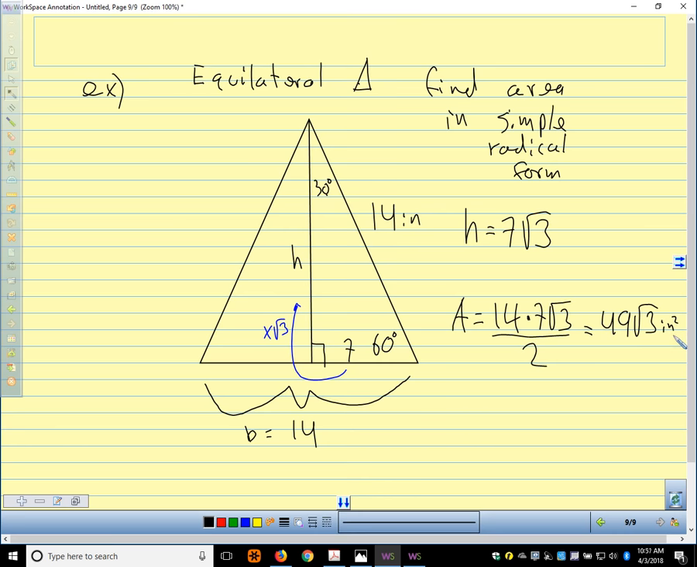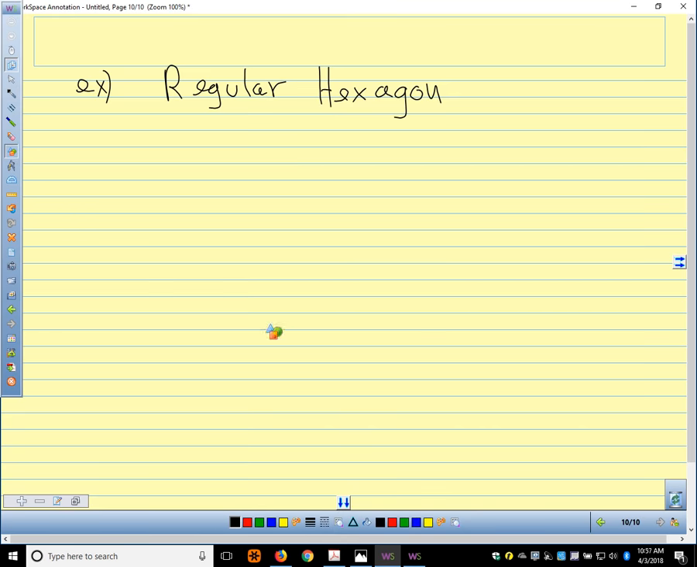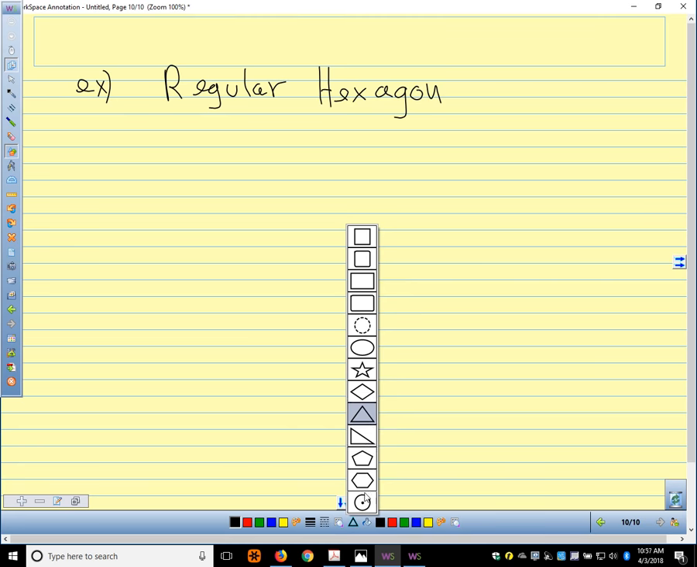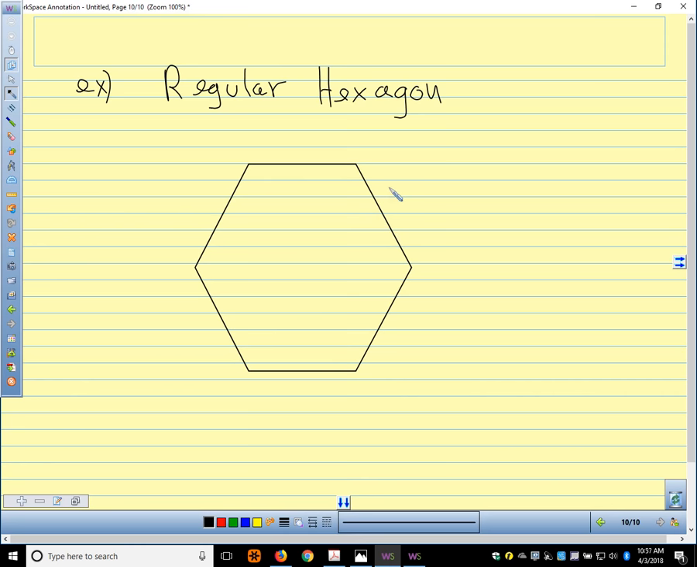All right, questions? Okay, last one. This is a regular hexagon. Oops, that's not a hexagon. And we want to find the area in simple radical form.